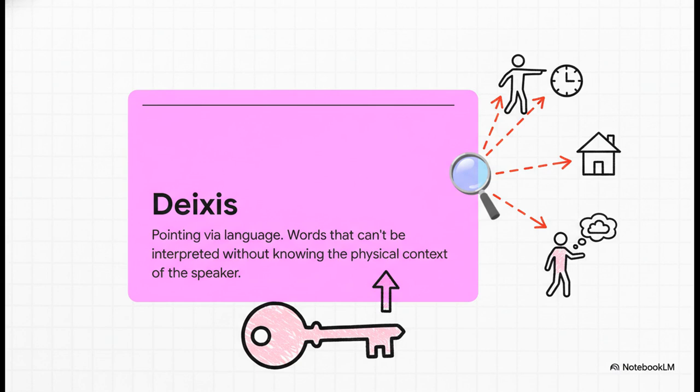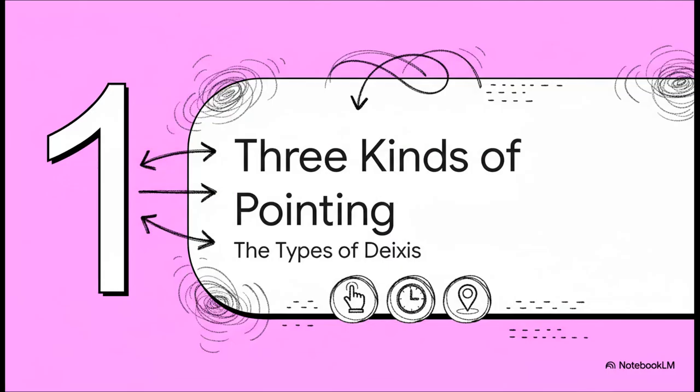And this whole idea has a name, a bit of a fancy one. It's called Deixis. It's just the technical term for how we use words to point to people, places, and times, and how those words get their meaning from the real-world situation. This concept is the key to our whole puzzle. So how does this actually work?